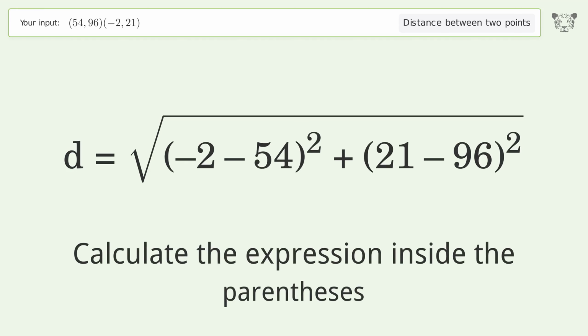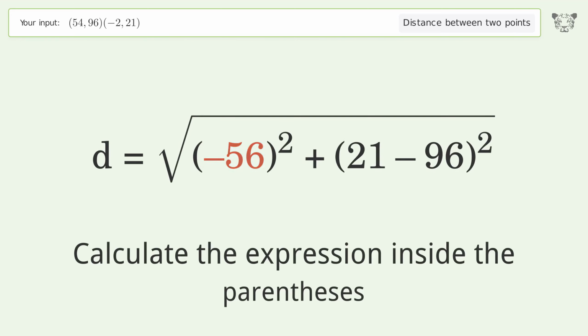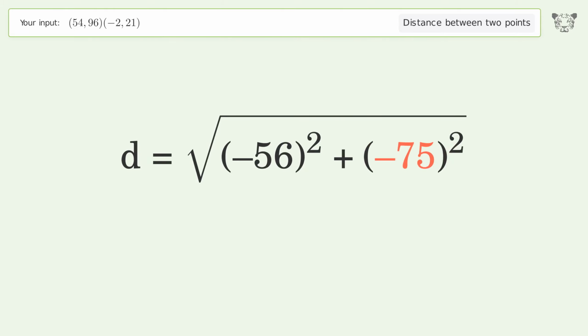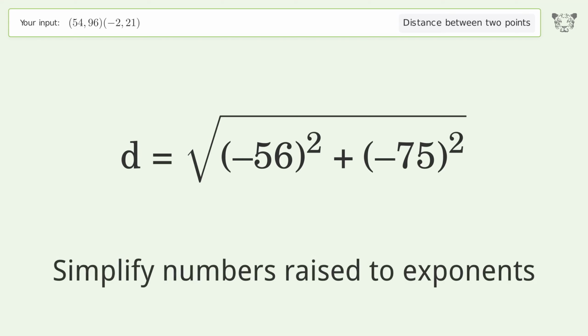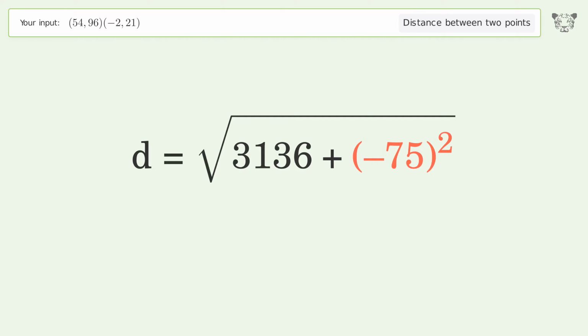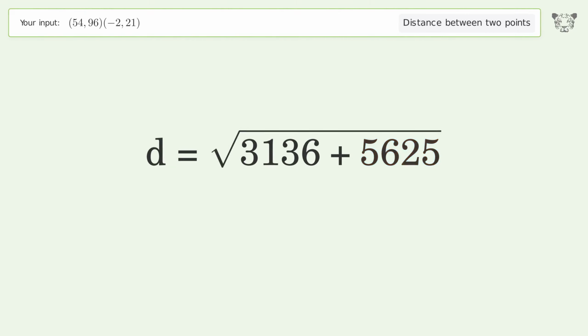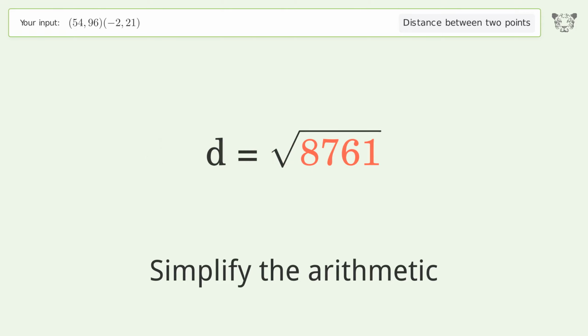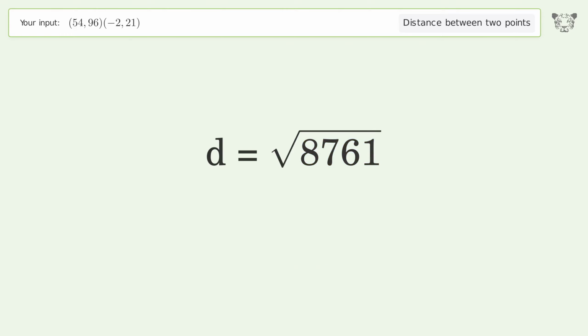Calculate the expression inside the parentheses. Simplify numbers raised to exponents. Simplify the arithmetic. And so the distance between the 2 points is the square root of 8,761, or 93.6.